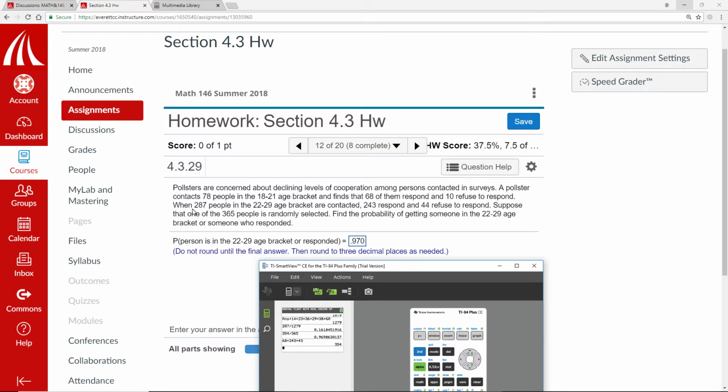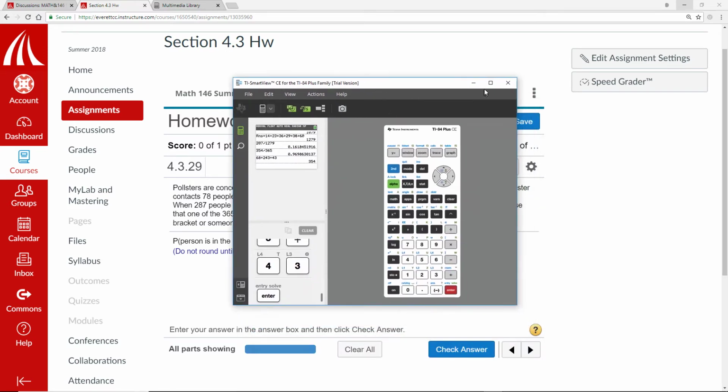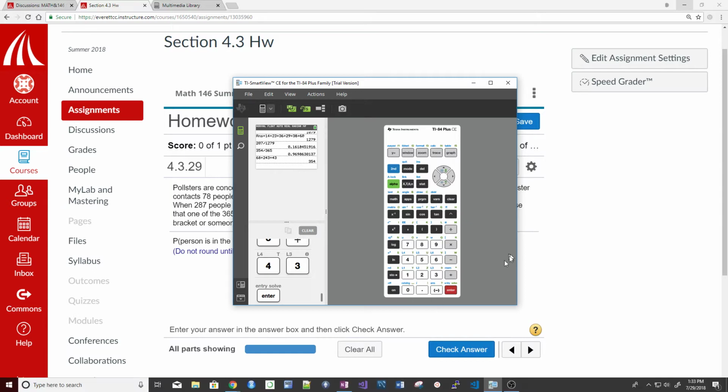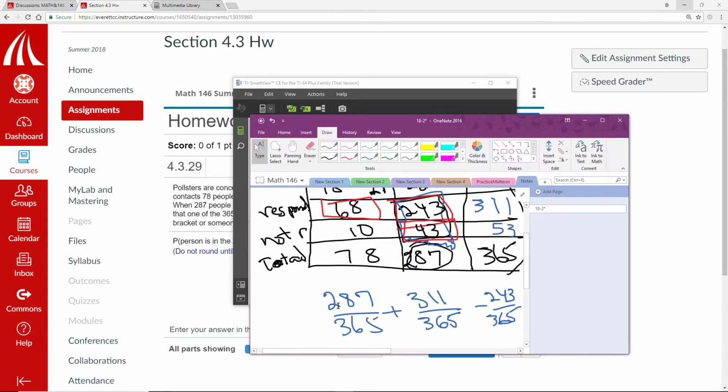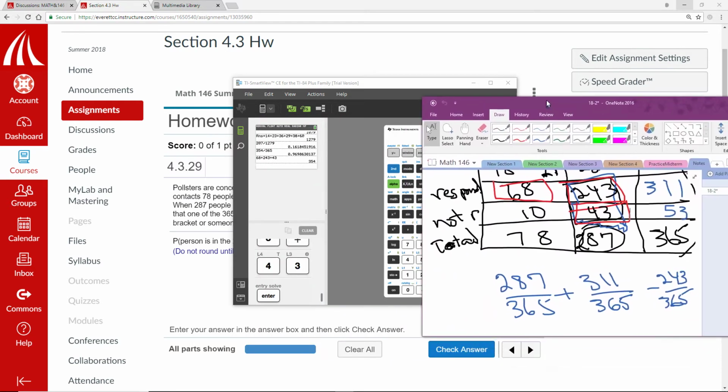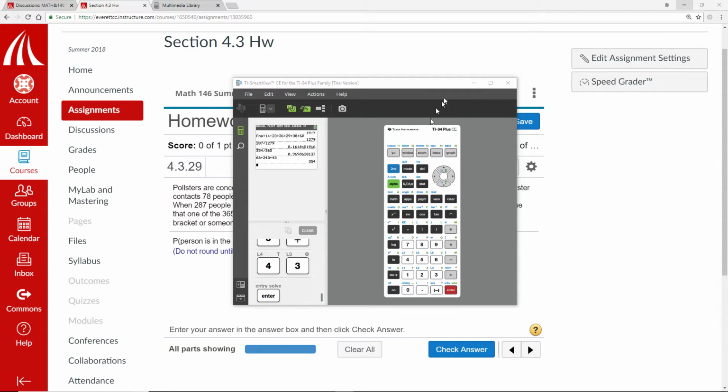Now, in order to be in that bracket, there's 287 out of 365, plus 311 out of 365, minus 243. That's really odd. Let's get that right there. Looks like our math is right. That's good.